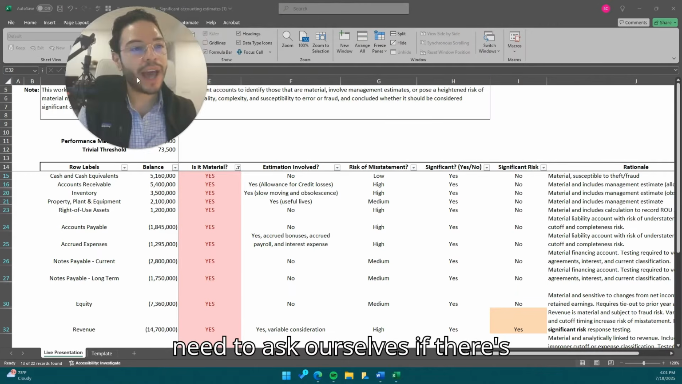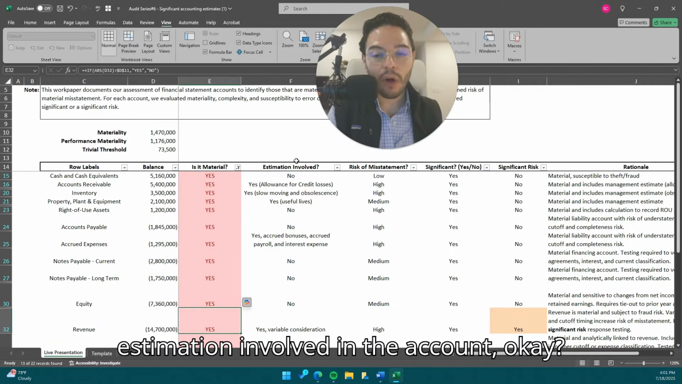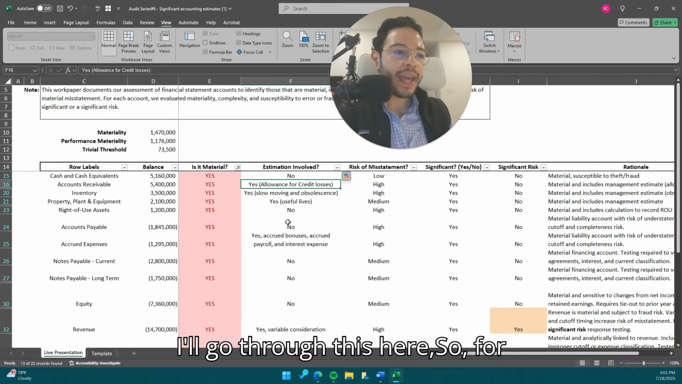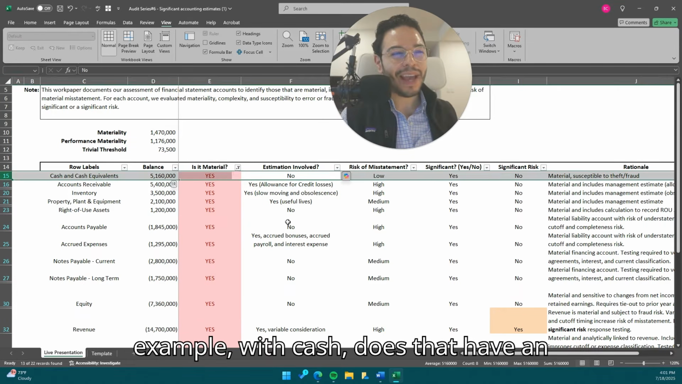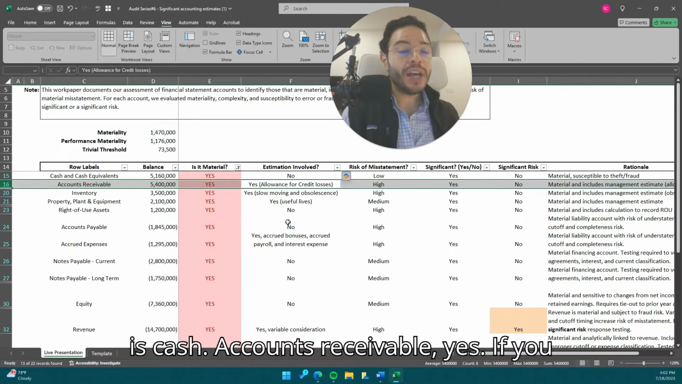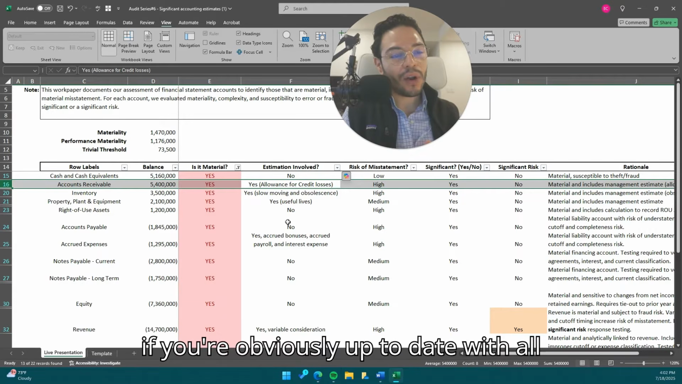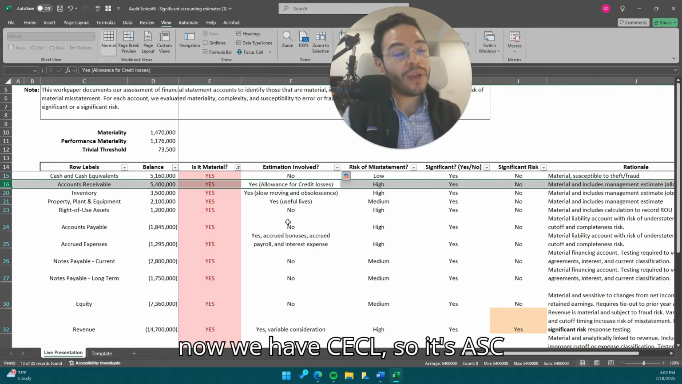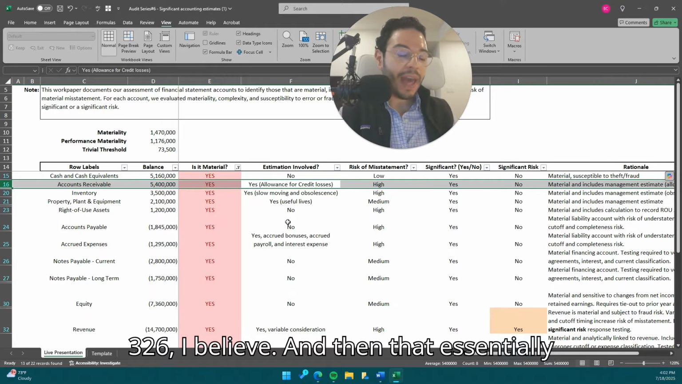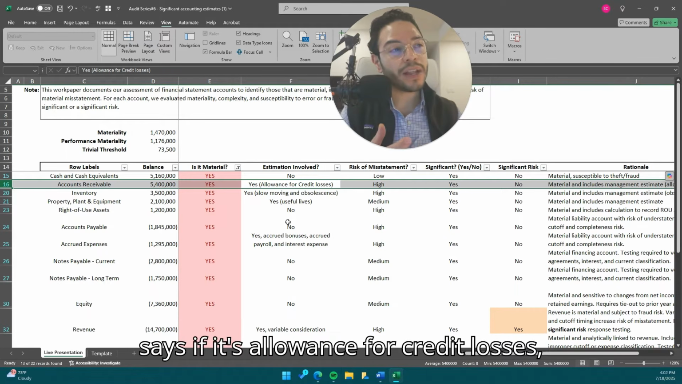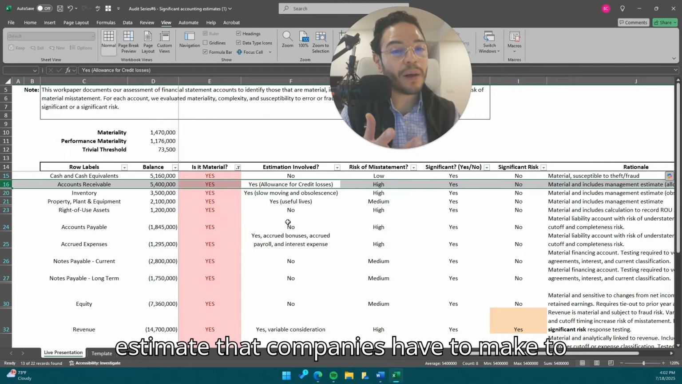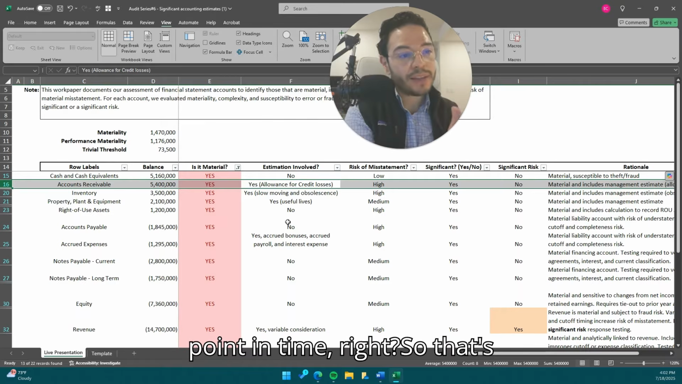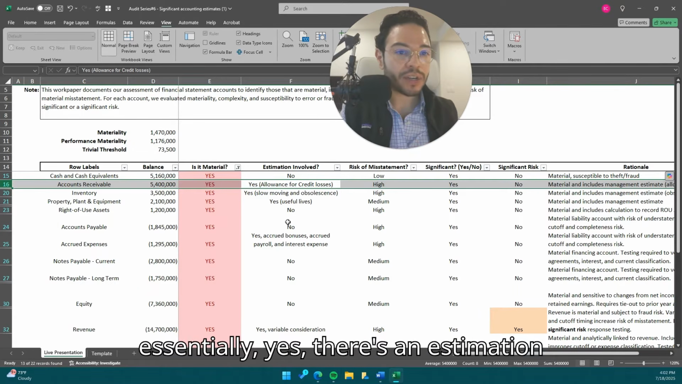Next step, we need to ask ourselves if there's estimation involved in the account. Okay, so typical accounting estimates, and I'll go through this here. For example, with cash, does that have an estimate? Well, no, not really, right? Cash is cash. Accounts receivable, yes. If you're up to date with all the accounting standards that have come out in the last few years, now we have CECL, so it's ASC 326, I believe. That says allowance for credit losses, so that's an estimate, right? That's an estimate that companies have to make to assess how much of their AR is going to be collectible at a certain point in time, right? So yes, there's an estimation involved with that.